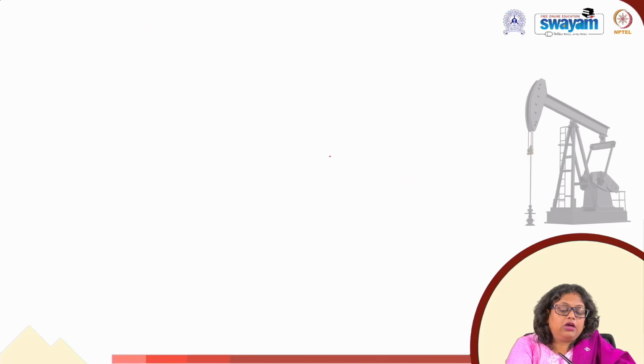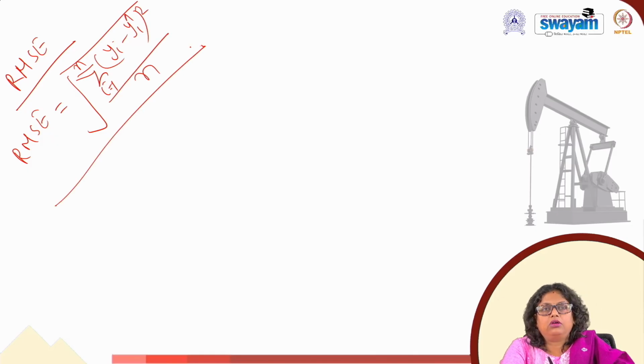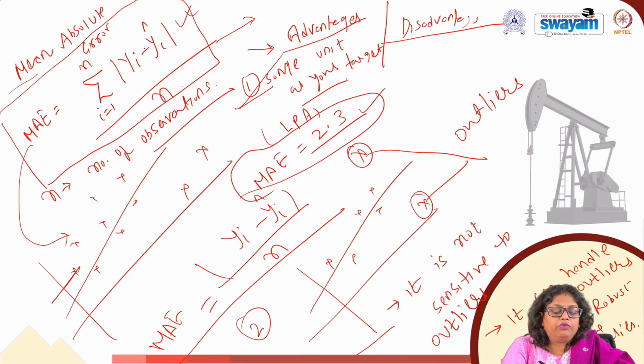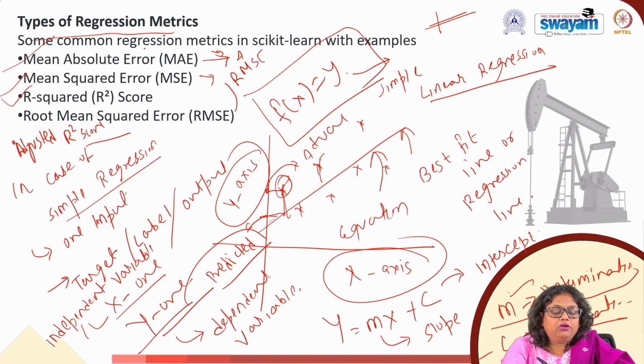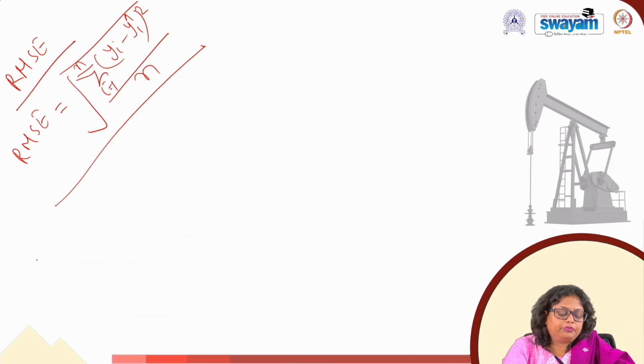Now the third one, RMSE. Simply, how are we calculating it? We take the root of sigma i equals 1 to n, of (yi minus yi hat) whole squared, divided by n. So this is your RMSE. Two more are still left: one is the R2 score, and the second one is the adjusted R2 score. So let's discuss that.